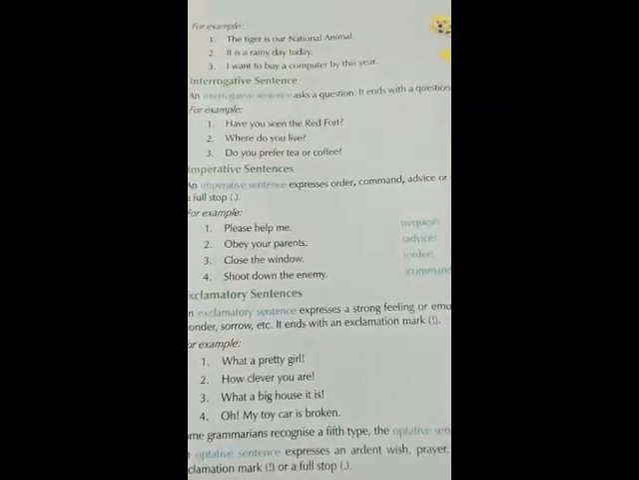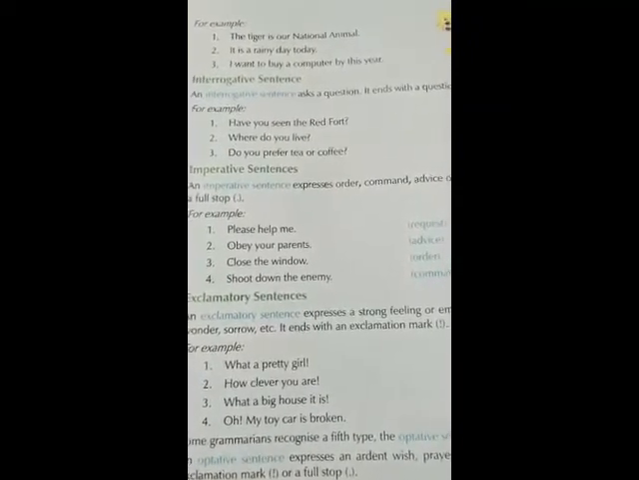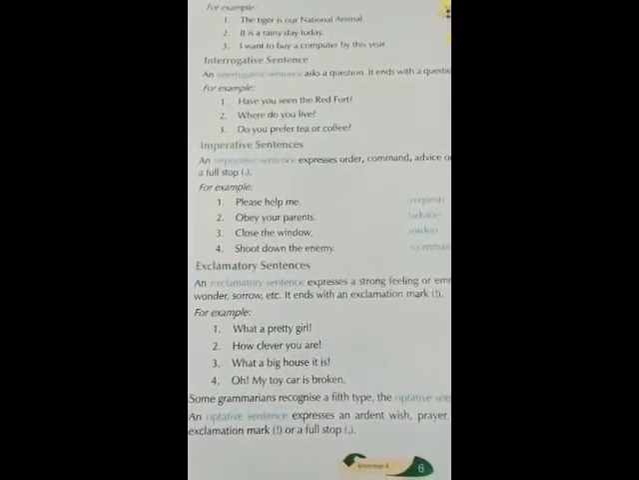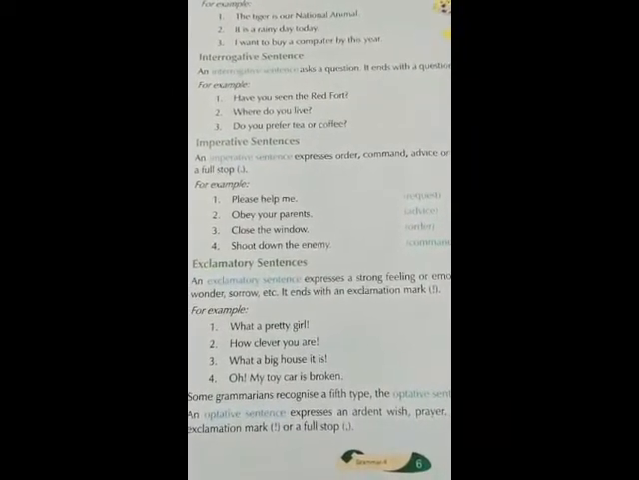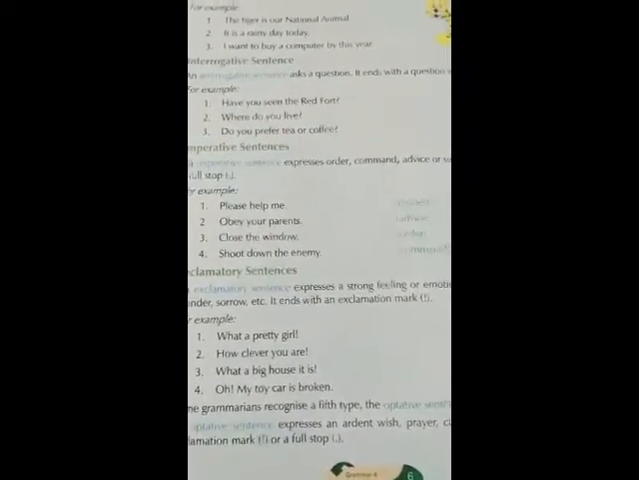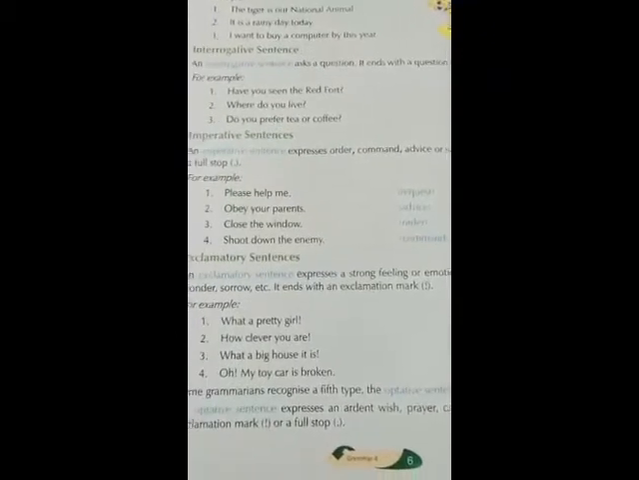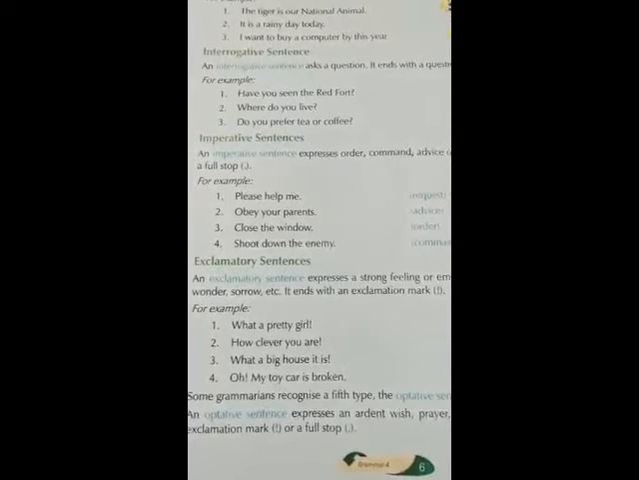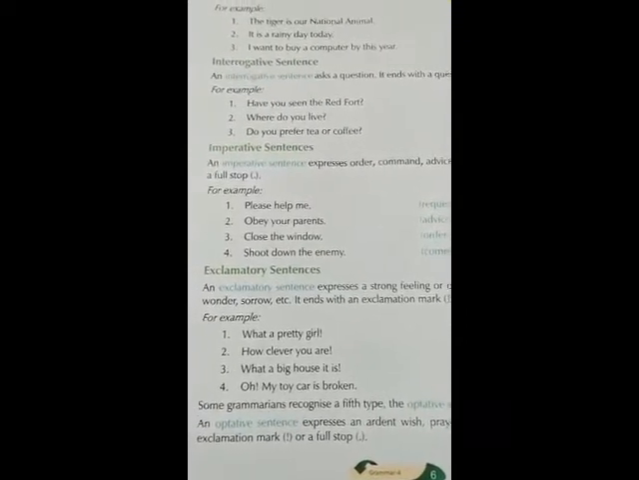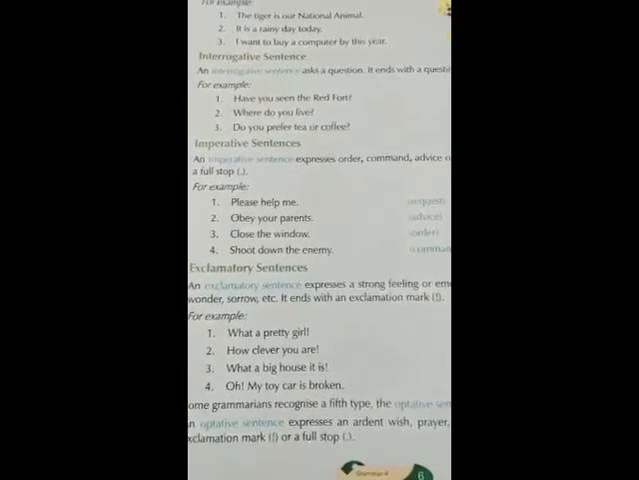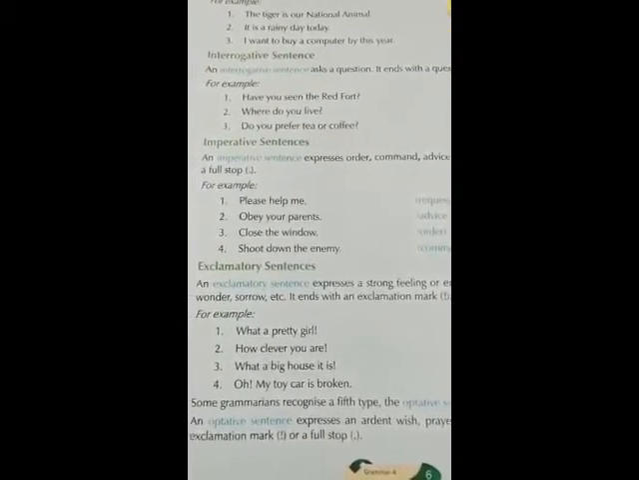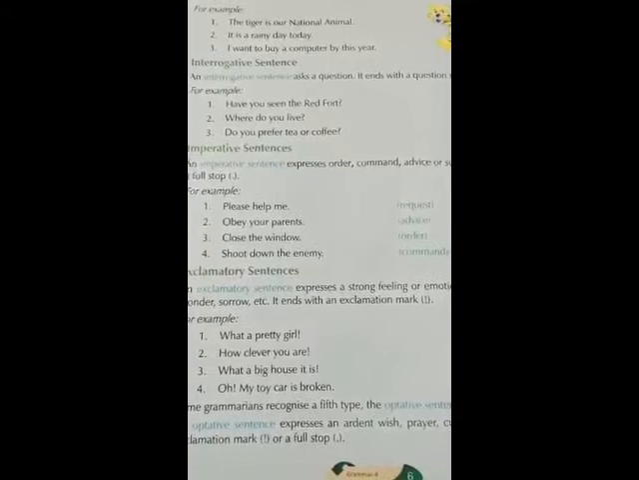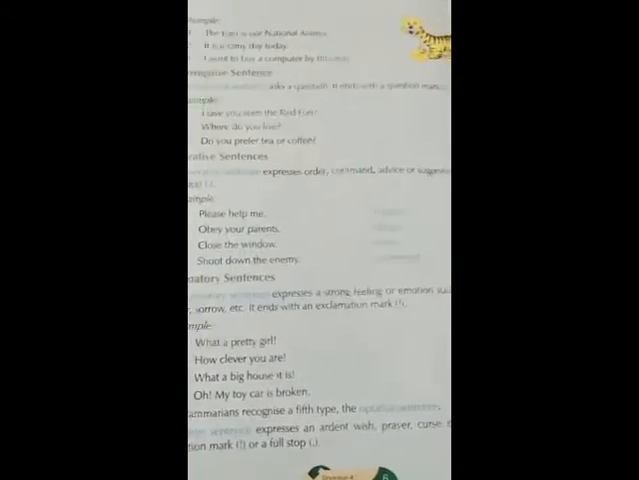Now we will read the next one, interrogative sentence. An interrogative sentence asks a question. It ends with a question mark. For example, have you seen the Red Fort? Question mark. The second one, where do you live? Question mark. Do you prefer tea or coffee? Question mark. These are some examples of interrogative sentences.